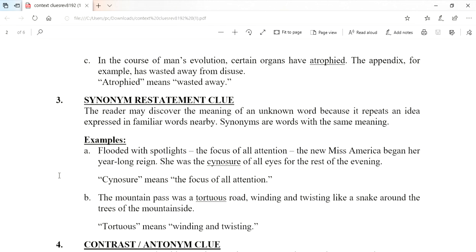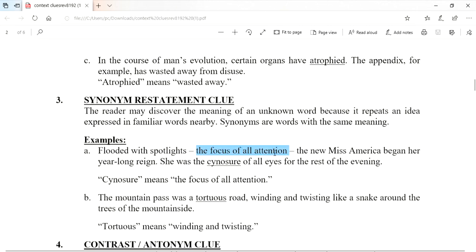Now, the cynosure, the word there, what can we tell about it? Cynosure means the focus of all attention. You get the point? Okay, so the way the word cynosure has been used, based on the context, we can tell that it means the focus of all attention. Look at the whole thing. It said, flooded with the spotlight, the focus of all attention.